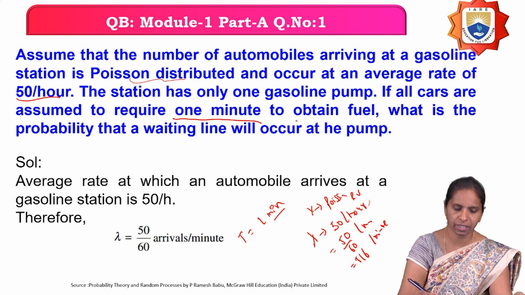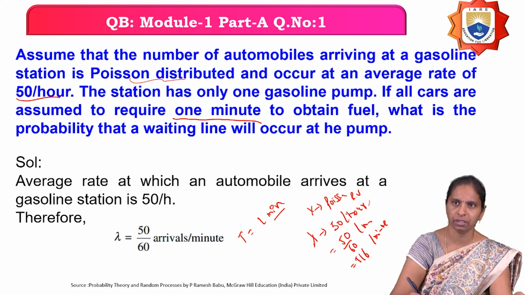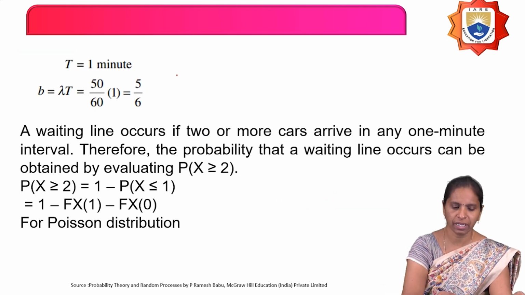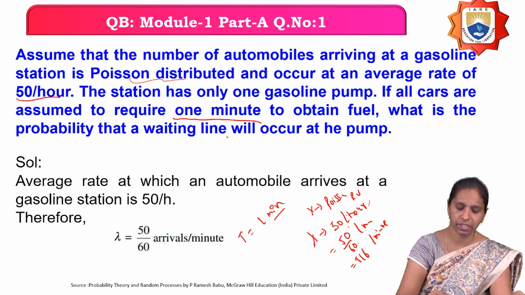So, what is the given data? The average rate of cars coming to this station is lambda equals 50 per hour, which in terms of minutes is 50 by 60 per minute. Next, the time duration of interest is T equals 1 minute. Then b equals lambda into T, so lambda is 50 by 60 and T is 1. Therefore, b equals 5 by 6. Next, what you have to calculate is the probability that a waiting line will occur at the pump.